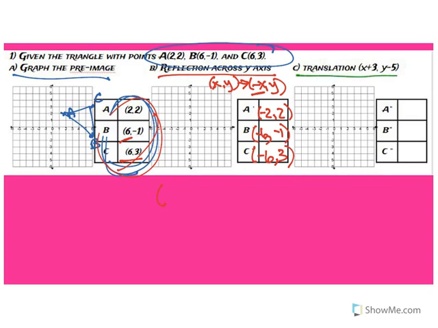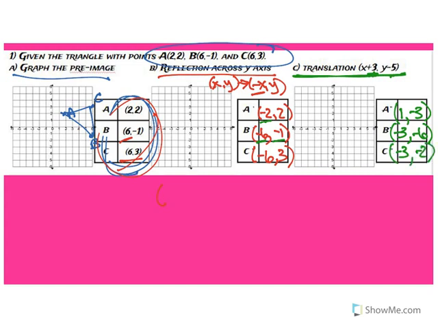And then our second one is our translation, so we're going to take these points and apply that translation rule. Okay, so -2 plus 3. -2 plus 3 is 1. +2 minus 5 is -3. -6 plus 3 is -3. -1 minus 5 is -6. -6 plus 3 is -3. 3 minus 5 is -2.